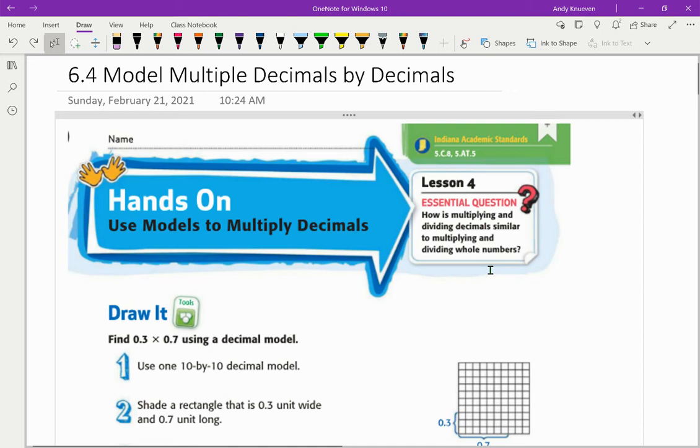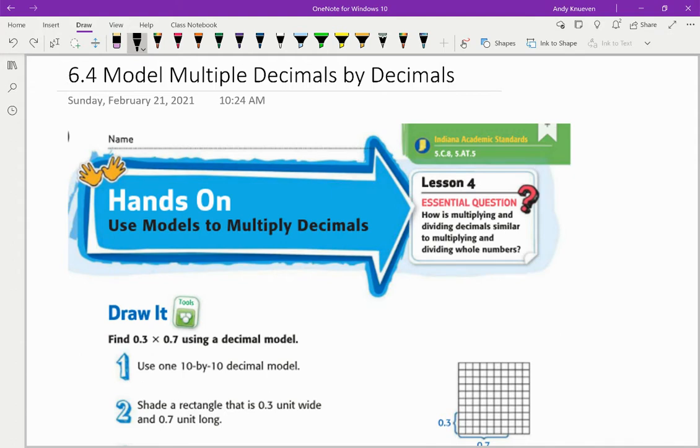All right, so in this lesson, we are going to be doing lesson 6.4, which is on modeling multiplying decimals by decimals. And in the past, we've already done multiplying decimals by a whole number. Now we're going to take that first step in doing decimals being multiplied by decimals.